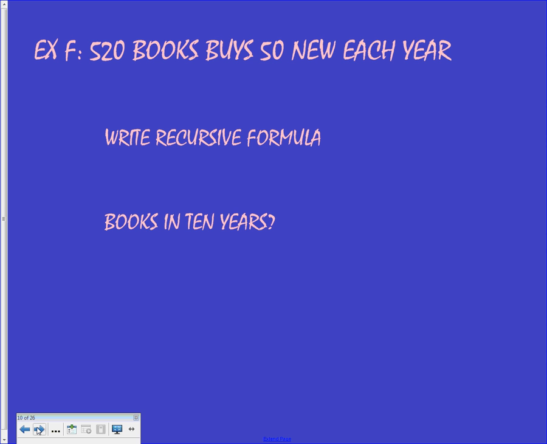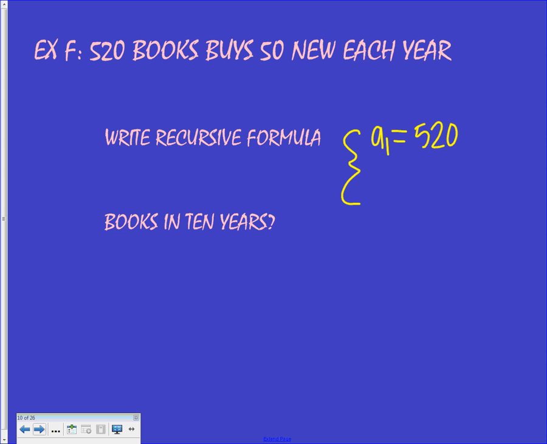And then one more story problem. Debbie has 520 books in her library. Each year she buys an average of 50 new books. Write a recursive formula that describes the situation. Okay, so kind of two pieces of information. So first piece of information is how many books? Okay, she starts with 520.